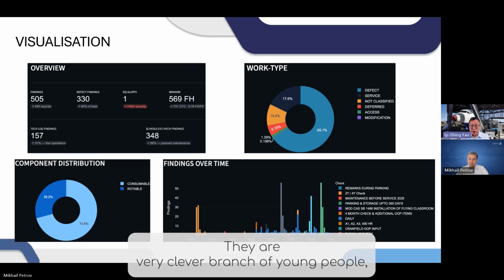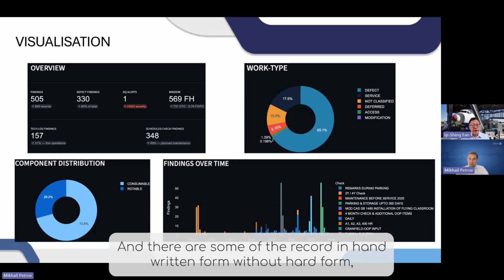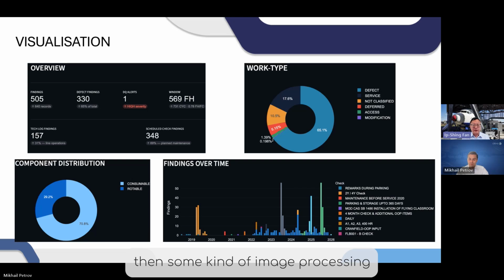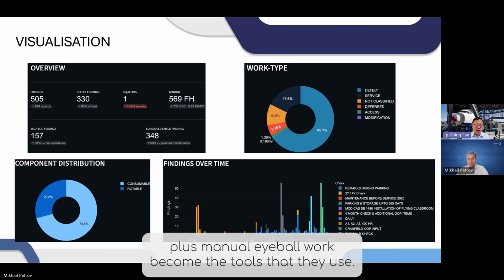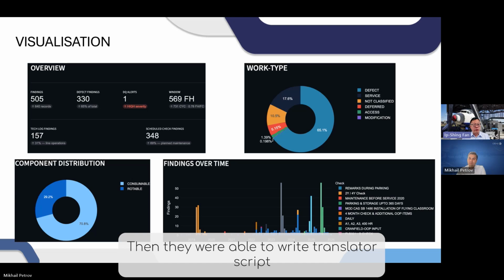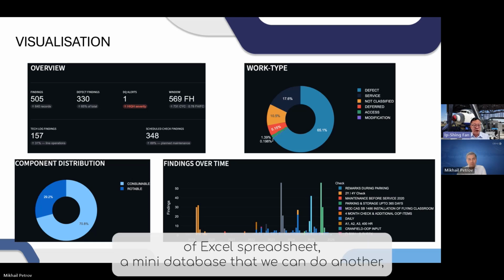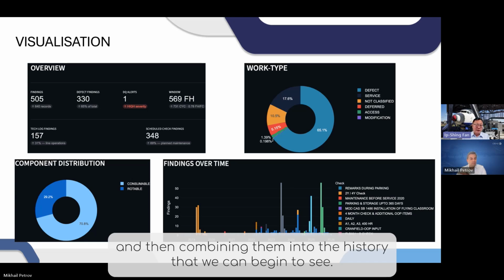They are a very clever bunch of young people, so they were dissecting the nature of the different data and records. Some of the records are in handwritten form, so some kind of image processing, OCR, plus handwriting recognition, plus manual eyeball work became the tools that they used. There are records that come off an established CAMO system, so they were able to write translator scripts to translate them into a more readable form, an Excel spreadsheet, a mini database that we can do analysis on, and then combine them into the history that we can begin to see.